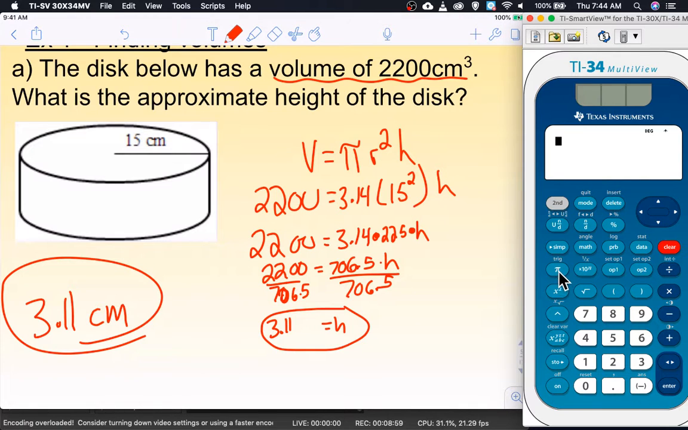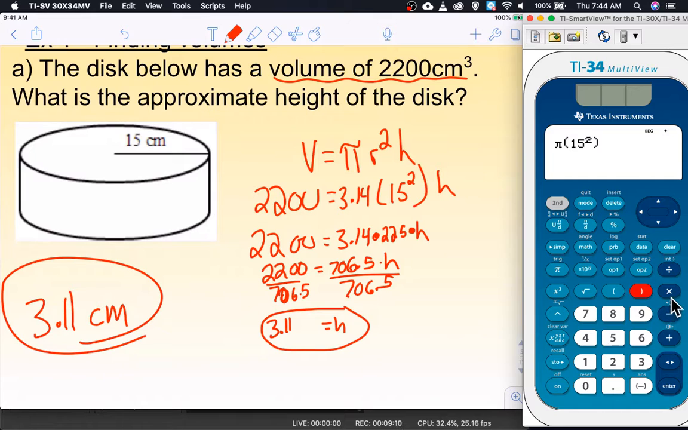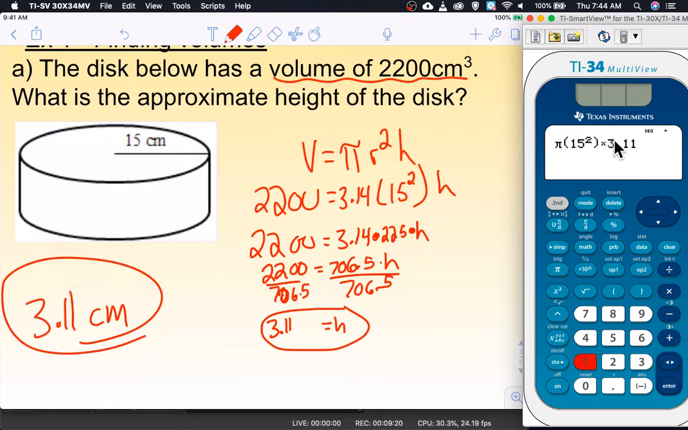So pi times my radius, which was 15 squared. That's radius squared, 15 squared, times my height, which is 3.11. So volume equals pi r squared h, and that should give me close to 2,200.